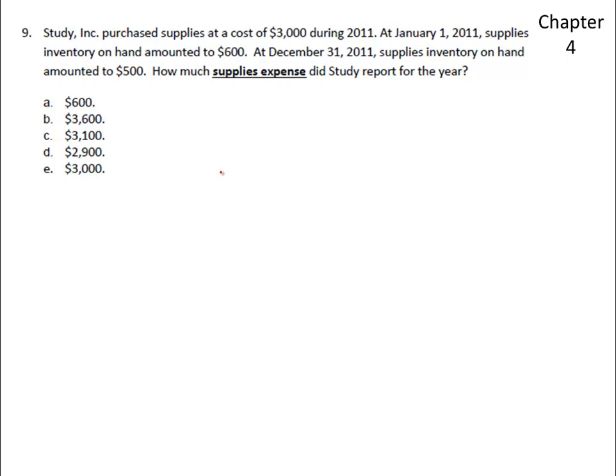Here's an example, as we studied for the first exam, about the interchange between the supplies account and supplies expense. You'll recall that supplies is a current asset account, so it's increased by debits, decreased by credits.